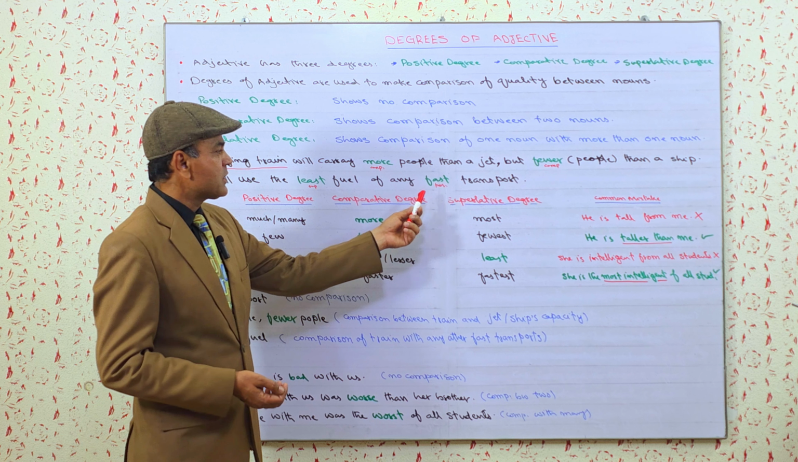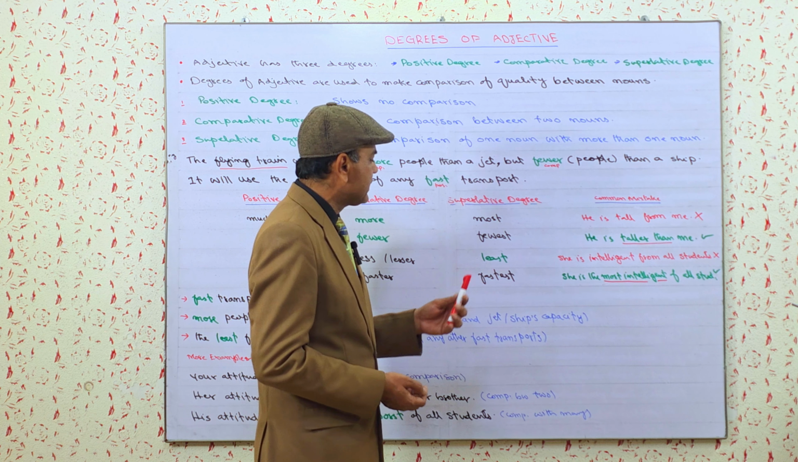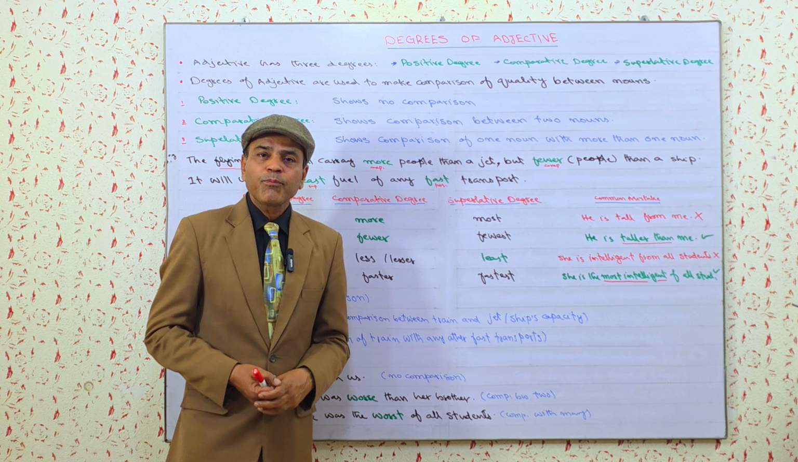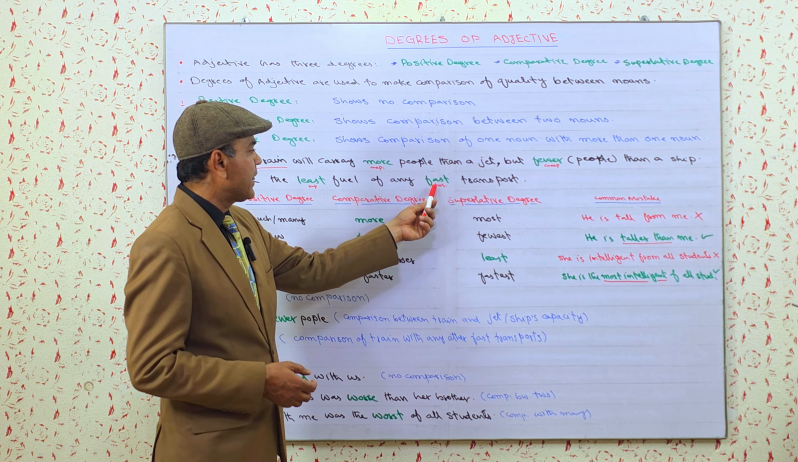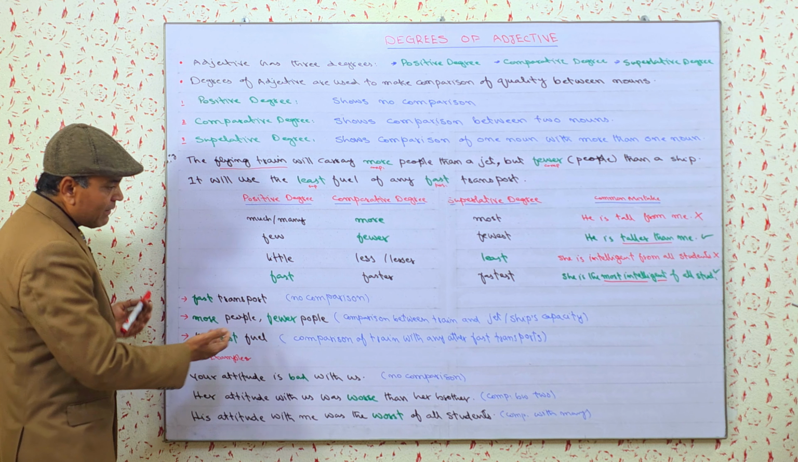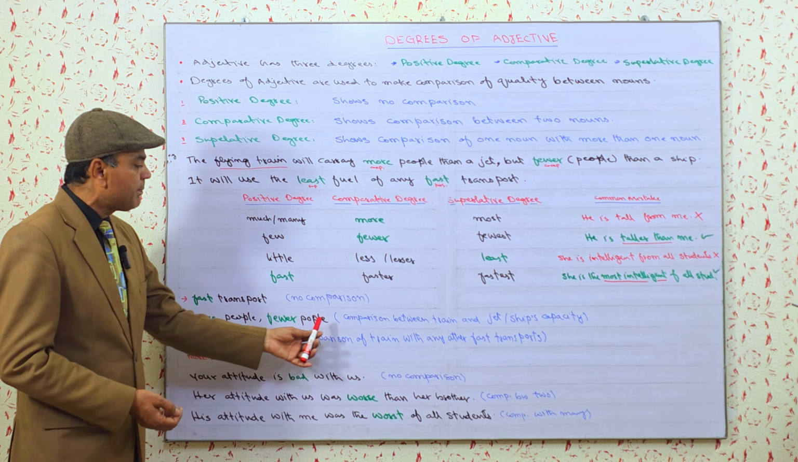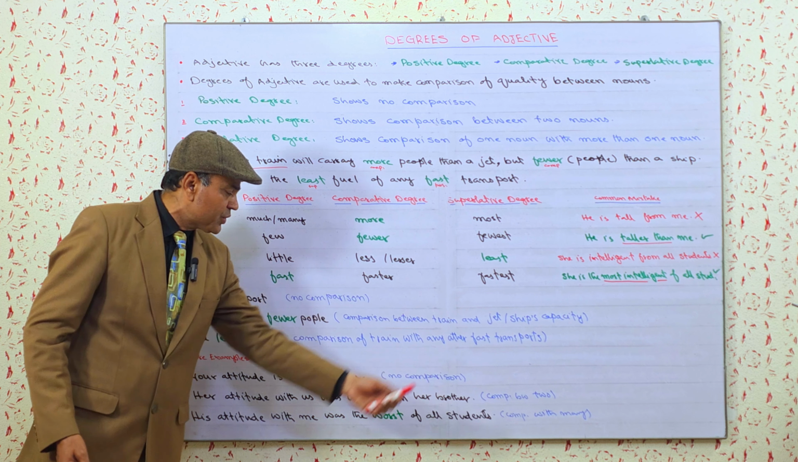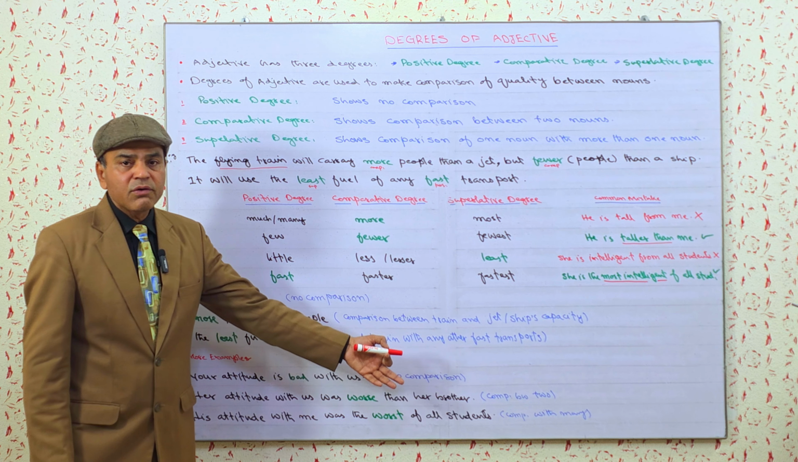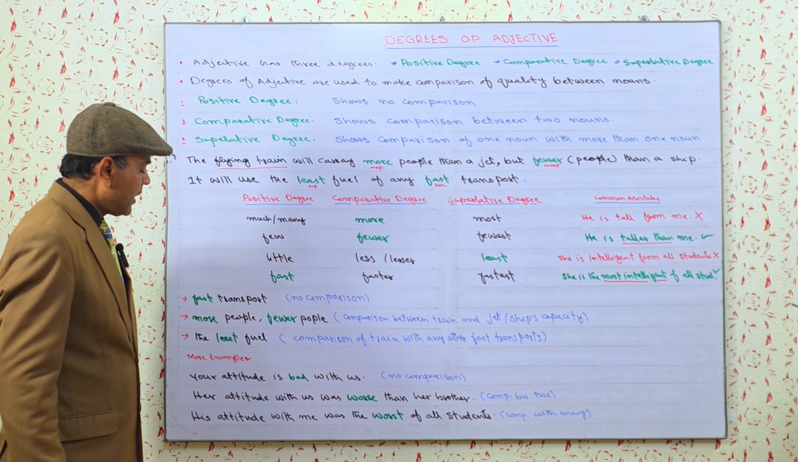Fast is a positive degree, its comparative degree is faster, and its superlative degree is fastest. As there is no concept of comparison, that's why I am using fast here. I have already explained that. Fast transport: no comparison. More and fewer people: comparison between train, jet and ships' capacity. The least fuel: comparison of the train with any other fast transport. So this is the concept of degrees of adjectives.